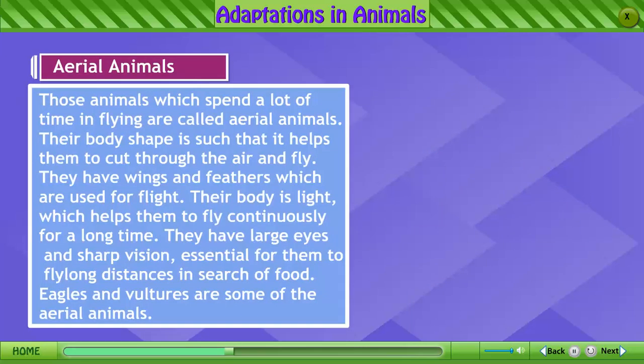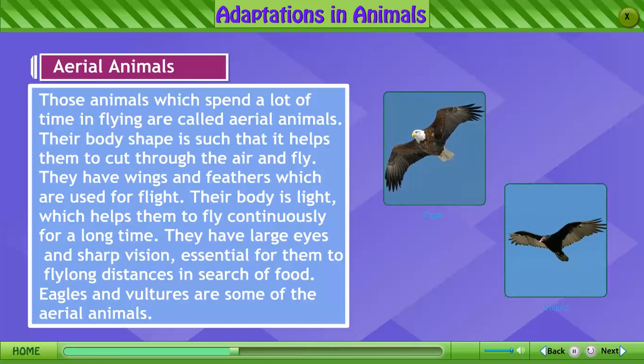Aerial animals. Those animals which spend a lot of time in flying are called aerial animals. Their body shape is such that it helps them to cut through the air and fly. They have wings and feathers which are used for flight. Their body is light, which helps them to fly for a long time. They have large eyes and sharp vision, essential for them to fly long distances in search of food. Eagles and vultures are some of the aerial animals.